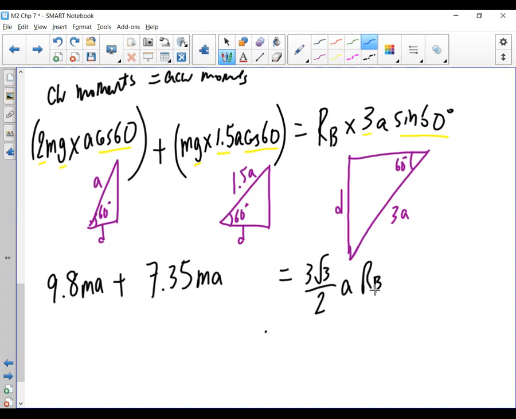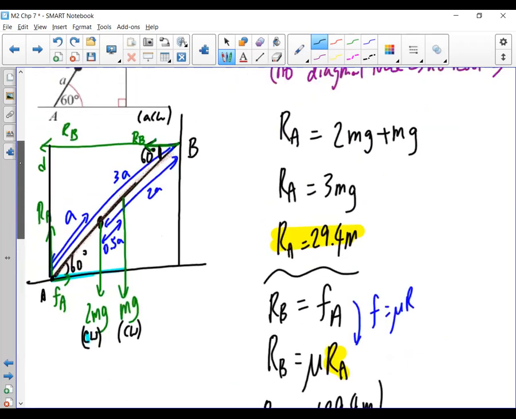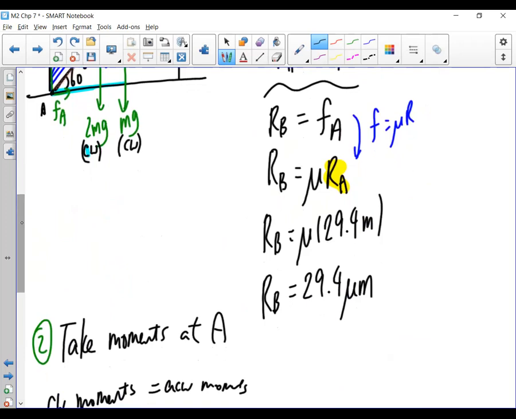Now you see each term has an a, so I'm going to divide all the a's. We write once, left hand side, these two are like terms, so add them up. 9.8 plus 7.35 is 17.15 m, which equals 3 root 3 over 2 RB. Now, see, our setup before helps us work out RB because we've got RB in here. So RB equals 29.4 mu m.